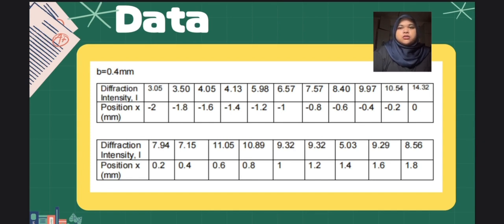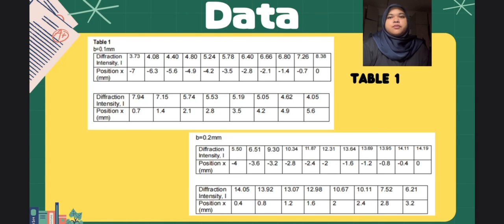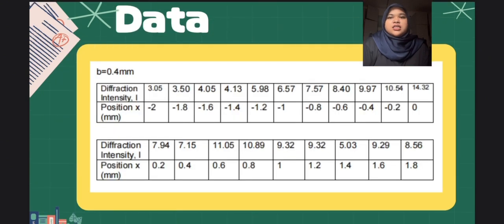Peaks and troughs in intensity likely correspond to the maximum and minimum of the diffraction pattern. For narrow slit b equals 0.1, the diffraction intensity values are lower and the spread of position is smaller. As the slit width increases to b equals 0.2 and b equals 0.4, the diffraction intensity values increase and the spread in position becomes broader. This reflects the relationship between slit width and the diffraction angle.